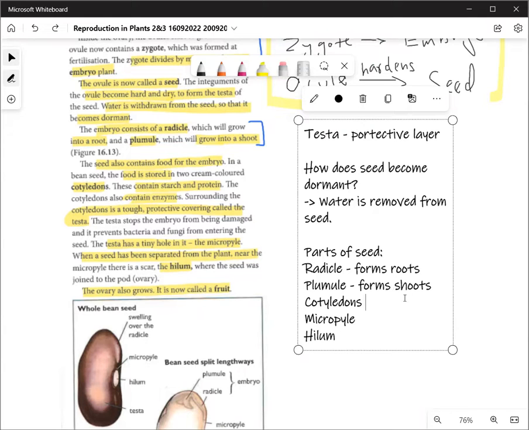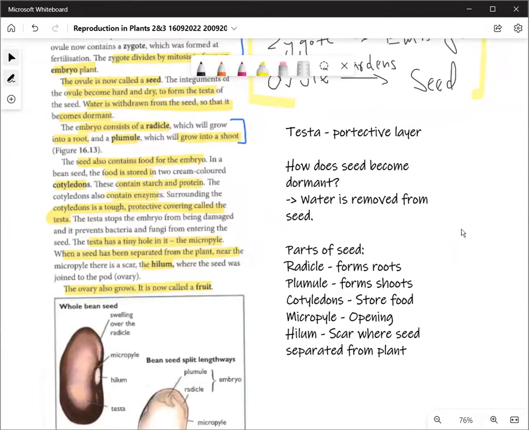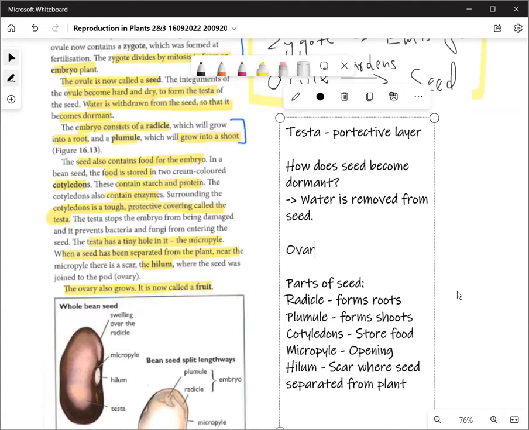It's just a summary, but you still have to read the paragraph in the book when you're revising for the exams. Cotyledons store food. Micropyle is basically an opening. Hilum is the scar where the seed separated from the plant. Now, is this clear? Any doubts here? Ask me. No, sir.